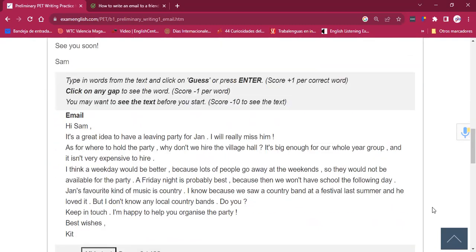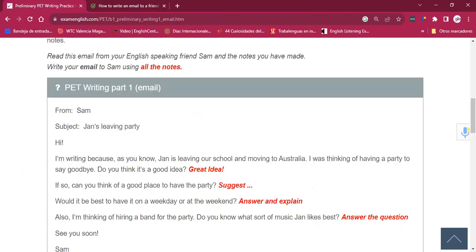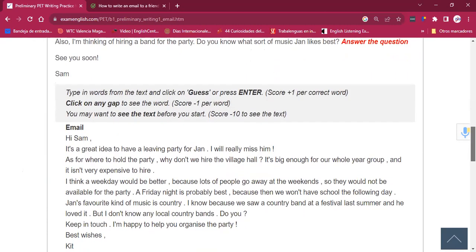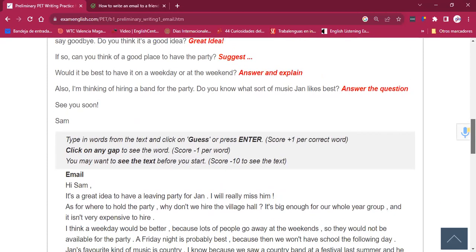Great idea. Second paragraph. For where to hold the party, why don't we hire the village hall? It's big enough for a whole year group and it isn't very expensive. You are suggesting the place. Now you have to choose weekday or weekend.